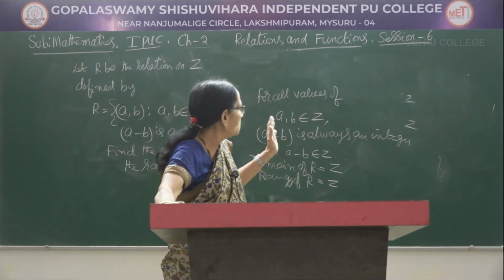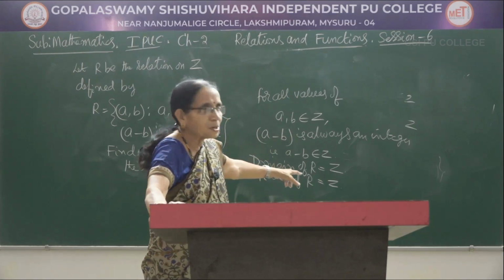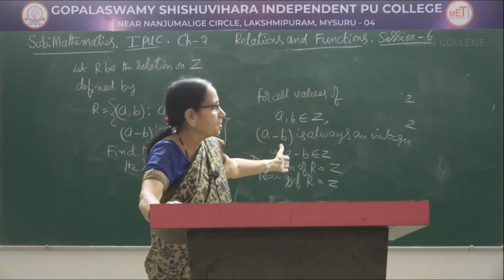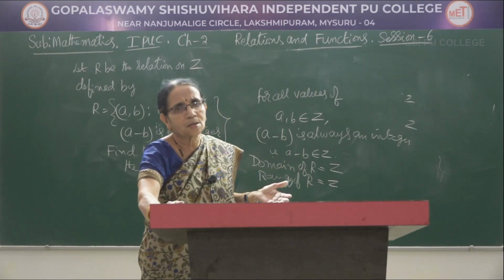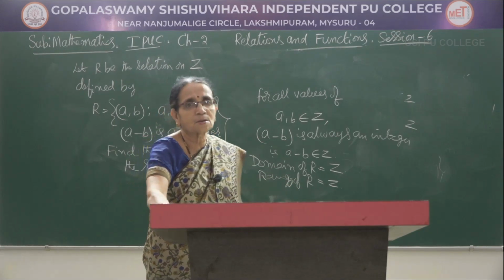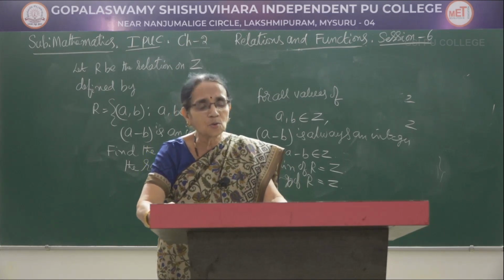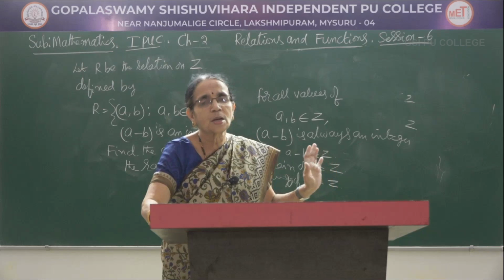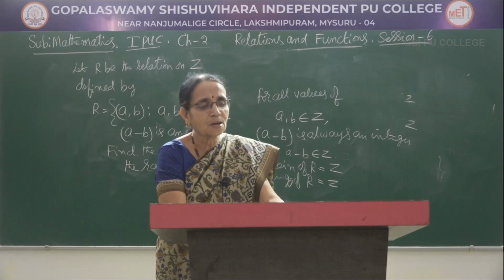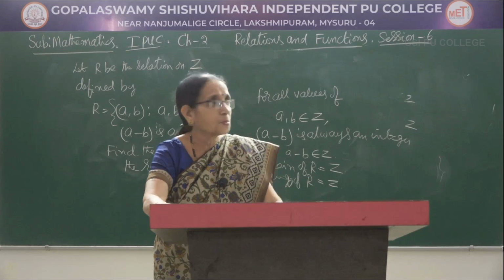Therefore, A can take all the integral values. So the first element, that is nothing but the domain, is the set of the integers. And depending upon the values of A and B here, the range can be any one of the integers. Therefore, the range of R is also equal to the set of integers, which we denote as Z. Now, this is what we have to argue and write here. No need to do any calculation, because we have been given an infinite set. With an infinite set, you cannot consider all the elements. Therefore, this is the procedure we adopt here.